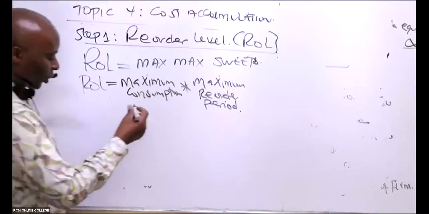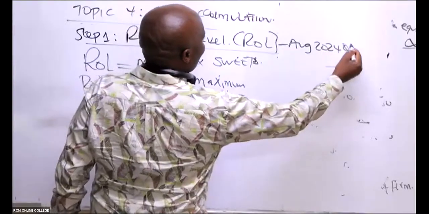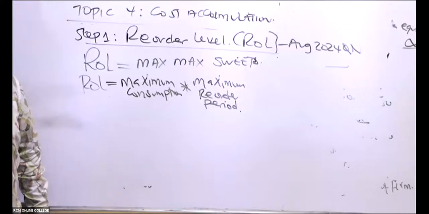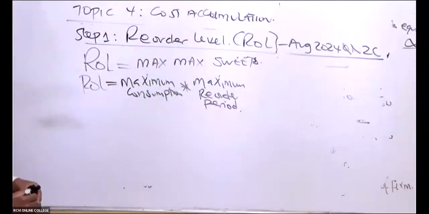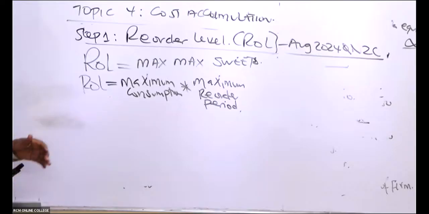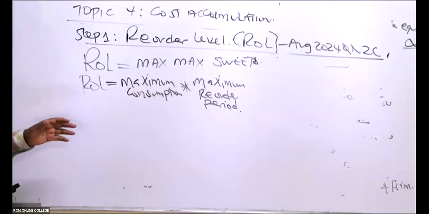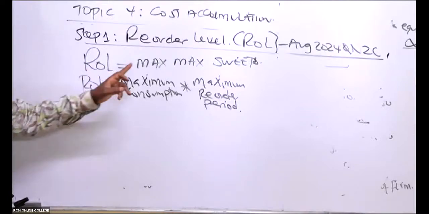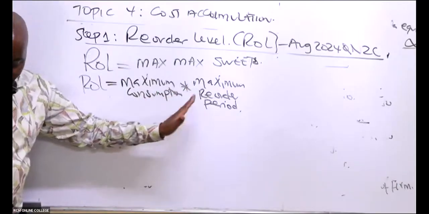So it is August 2024, question number 2C. And they want us in this case to give them the minimum and the maximum stock levels. But we're saying that the base of this stock leveling is what we call the ROL. And whenever they talk of ROL, I remember maxi sweets. This will guide me. It is maximum consumption times maximum reorder period.